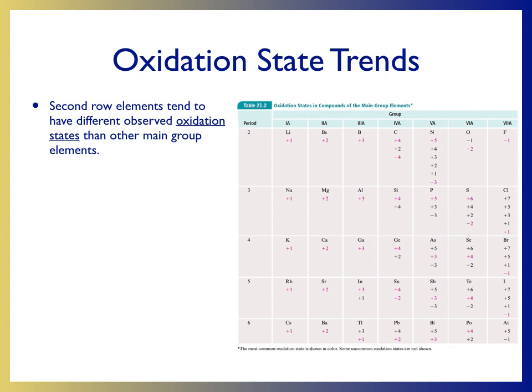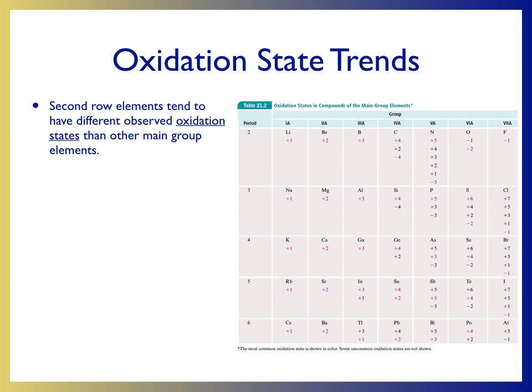If we look at the nitrogen group and look at nitrogen, we see that nitrogen has a variety of oxidation states ranging from -3 to +5. However, if we look at the other elements within the nitrogen group, we find that those elements have fewer oxidation states available. For example, phosphorus only has the oxidation states of +5, +3, and -3.